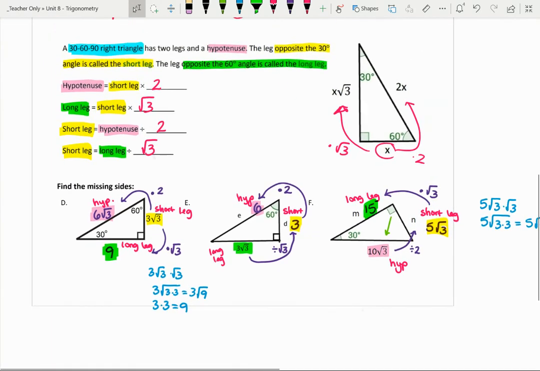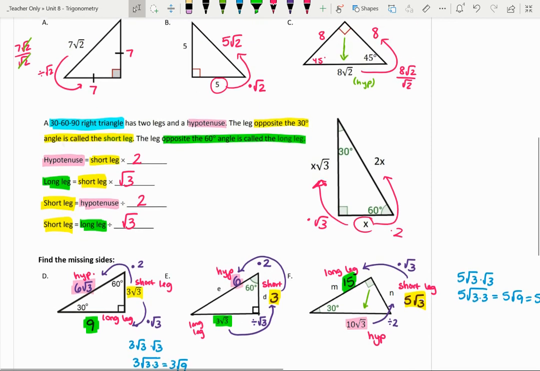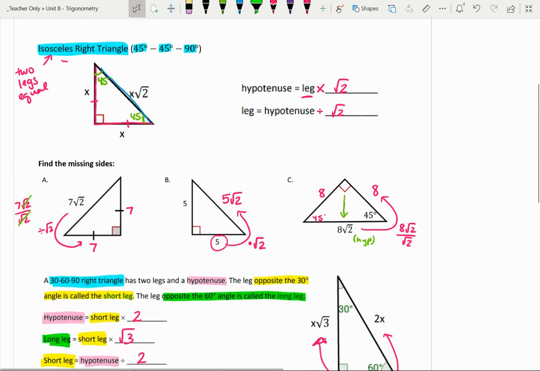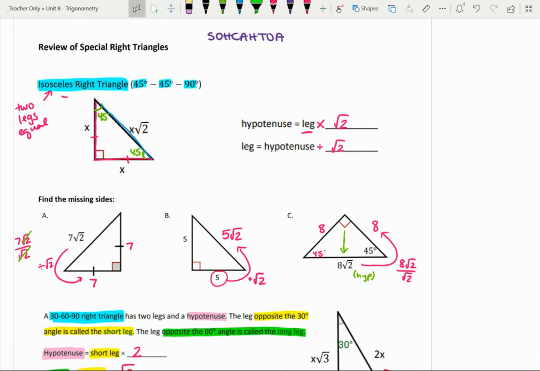So there's no other practice for this. I just wanted to remind us that these relationships exist because we're definitely going to start using these a little bit next week and put some more practice in there.